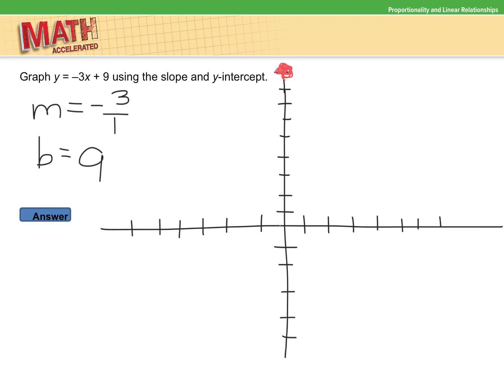Okay? Now that I have my starting point, where am I going to go from here? What am I going to use? I'm going to use rise over run. We know that I need to go down 3. Now we have a negative slope. Do you see that? Yep. What direction do I need to go? Right or left? If I went left, is that a negative slope? No. So where do I need to go? Go right. I need to go right.